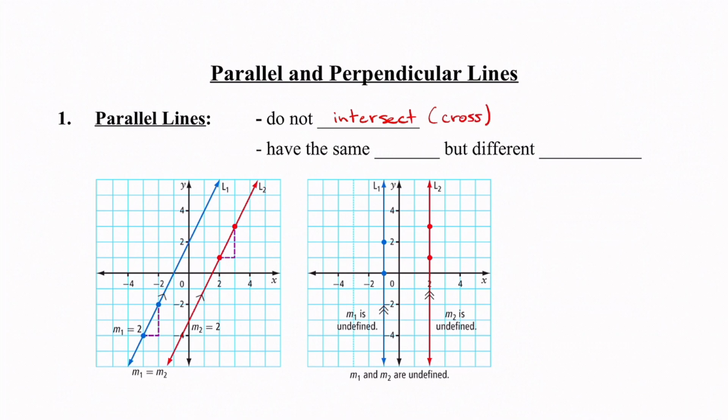Then it says parallel lines have the same blank but different blank. So if we look at these again, they seem to have the same kind of angle, or the same slope, is what we called it. So they have the same slope, but they have something that is different. And we've been talking about intercepts in previous videos. You could have, say, a y-intercept, that would be right here, or an x-intercept. They're going to have different intercepts. So we can put, but different intercepts.